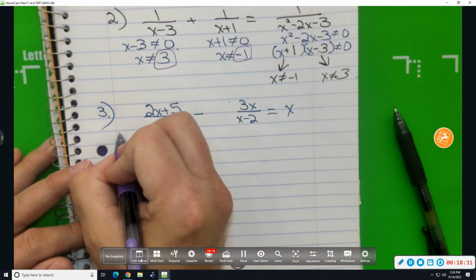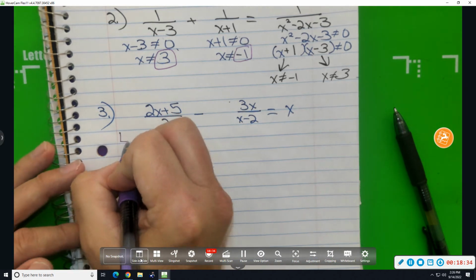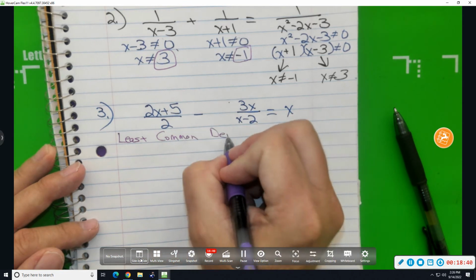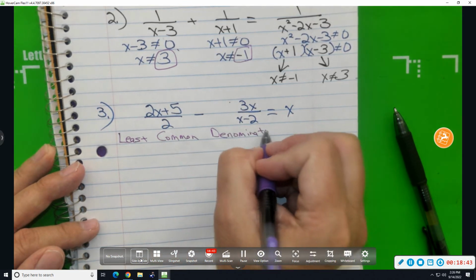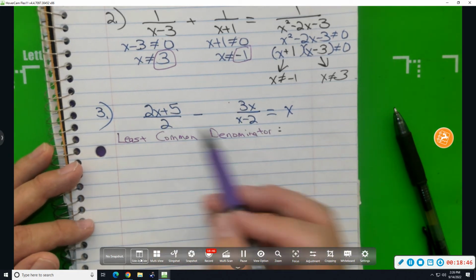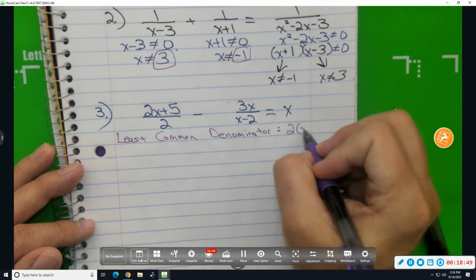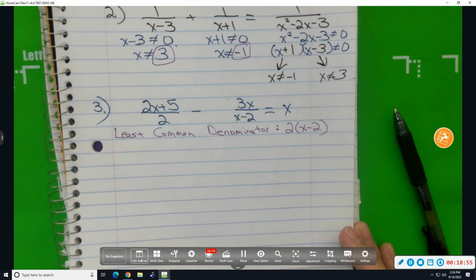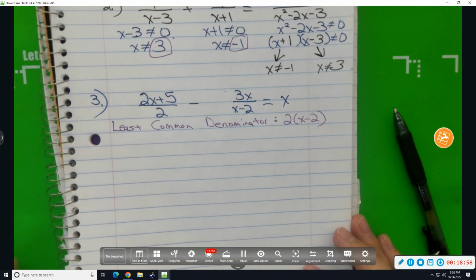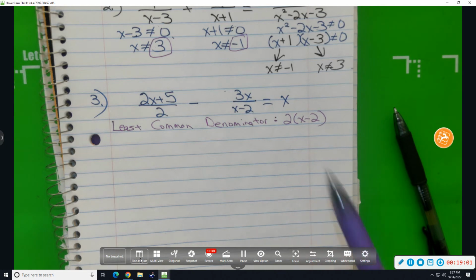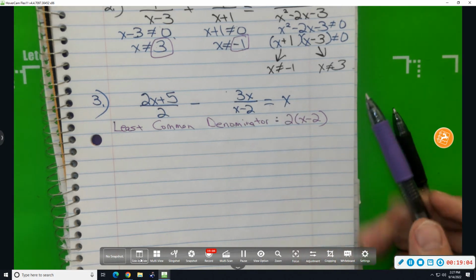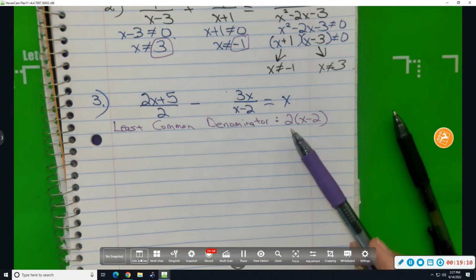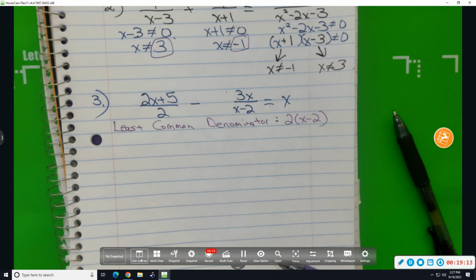I'm going to make a note. Least common denominator is just the product of the two denominators, 2 times x minus 2. We know from properties of equalities, you can multiply both sides of an equation by anything you want to, as long as it's not 0, and you don't change the equality. So what we're going to multiply through by is that LCD, 2 times x minus 2.